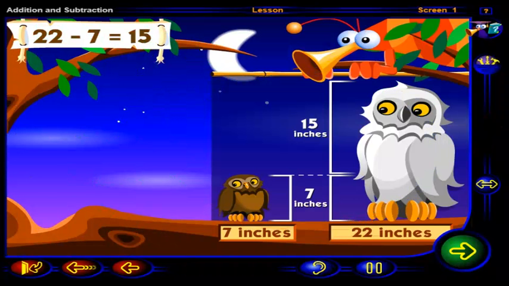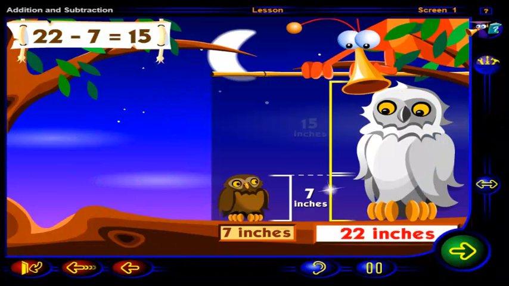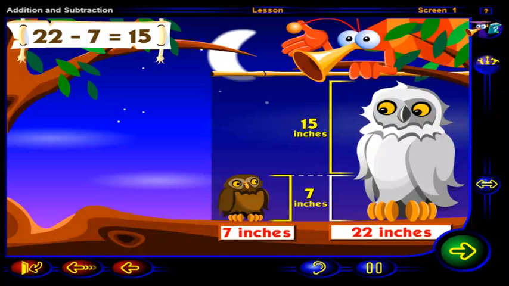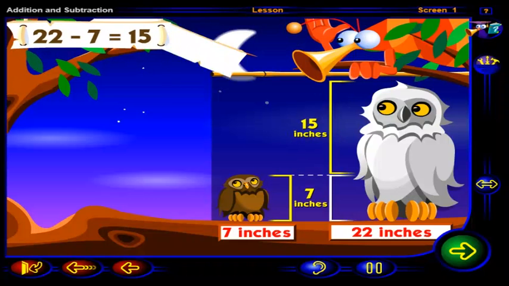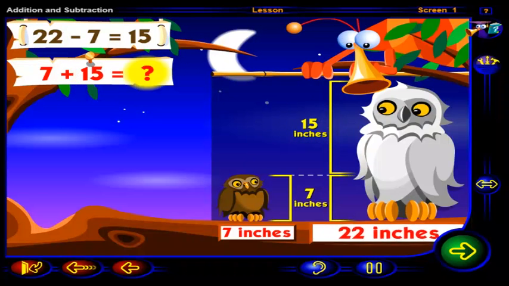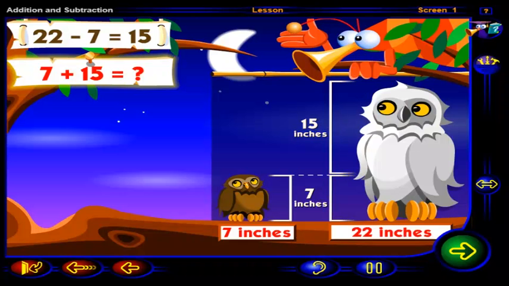We found that the difference between the height of the snowy owl and the height of the pygmy owl is 15 inches. So if our subtraction is correct, then the height of the pygmy owl, 7 inches, plus the difference, 15 inches, should equal the height of the snowy owl, 22 inches. Click on this number sentence.